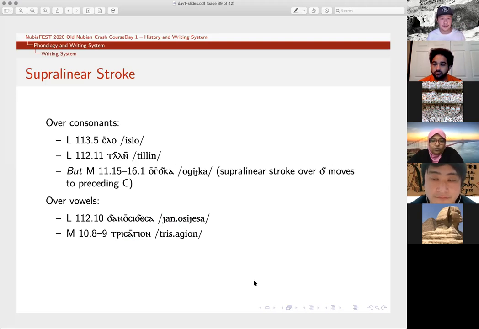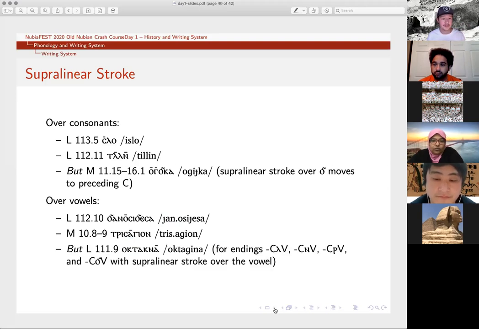But this is how the sign seems to be used over vowels. And then finally, there seems to be a class of endings preceded by either a liquid or a jima, in which the superlinear stroke indicates a vowel before the consonant that precedes it. So we are dealing here with octagina, and not something like octagnia or octagna. And this seems to be also not consistently done, but there are certain texts in which this is quite frequent as an orthography.